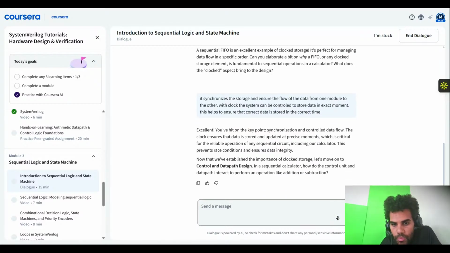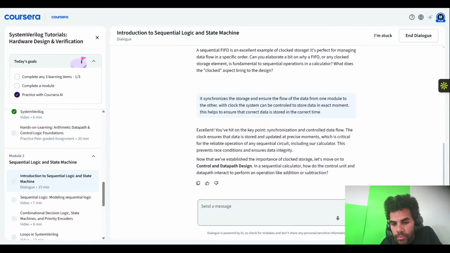Excellent. You have hit on the key point. Synchronization and controlled data flow, right? The clock ensures that the data is stored and updated at precise moments, which is critical for the reliable operation of any sequential circuit, including our calculator. This prevents race conditions and ensures data integrity. Now that we have established the importance of clock storage, let's move into control and data path design.